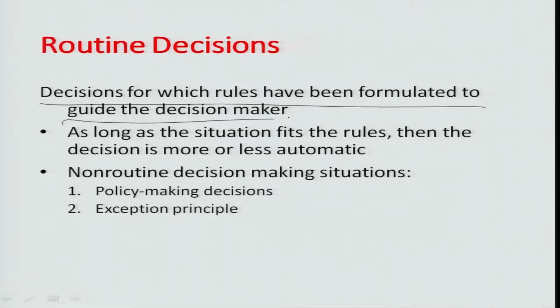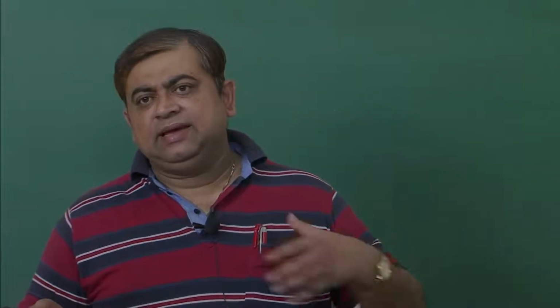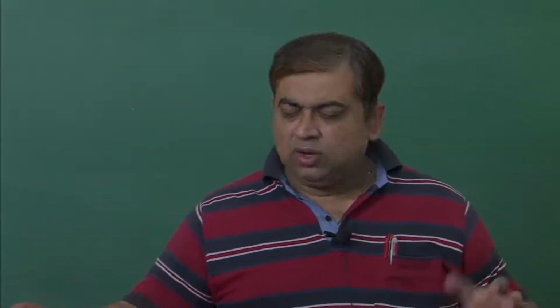So, these are routine decisions, okay, and as long as the situation fits the rules, the decision is more or less automatic. You need not worry, even at the supervisory level, why a person is doing something in a certain manner. As long as there is no non-compliance with the rules, no supervision is really necessary. If, however, there is a deviation from the set rules or guidelines, then there is a need to look at it, and there is some involvement of the supervisory authority.